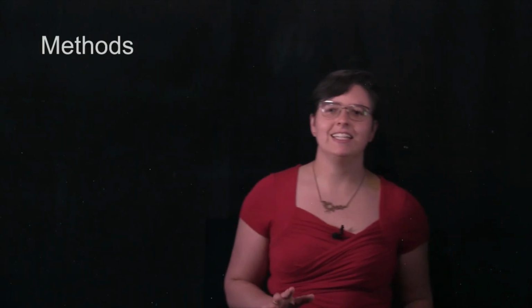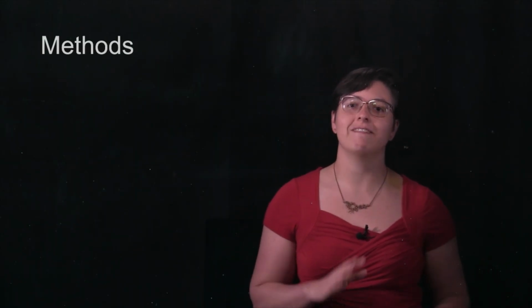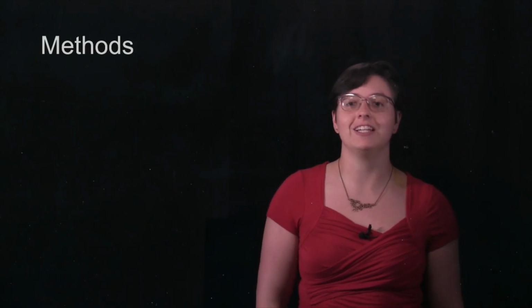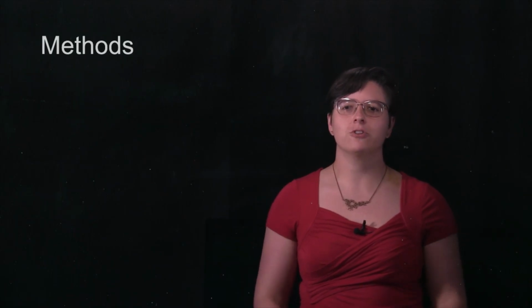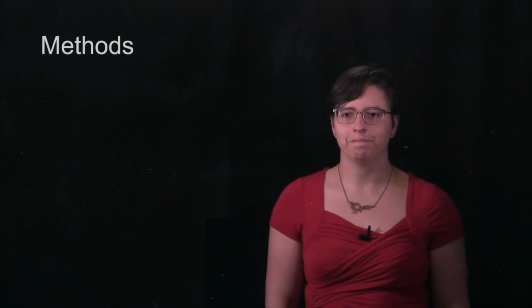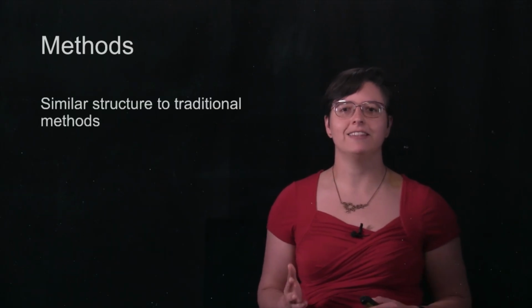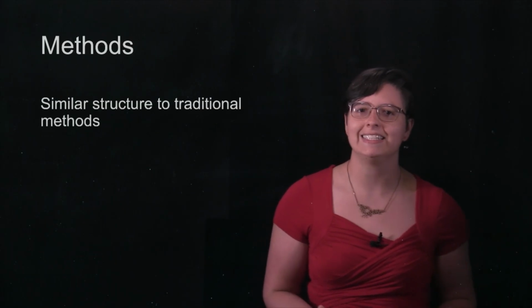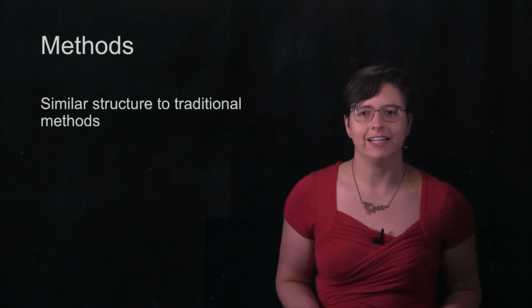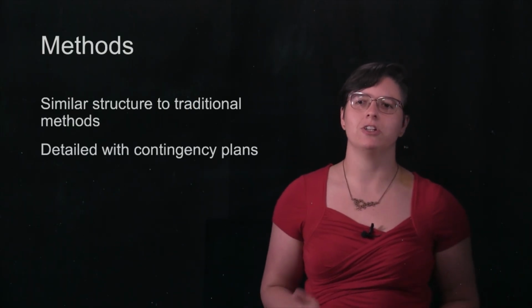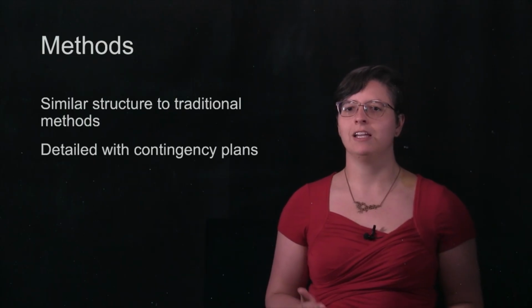Next, we're going to talk about the methods section. Just as in the introduction, the methods should look very similar to a methods section in a traditional paper. You're describing your plan for what you will do. Because you will not have done the actual study yet, you may find that reviewers request more detail than you might be used to providing, and you need to include potential contingency plans.